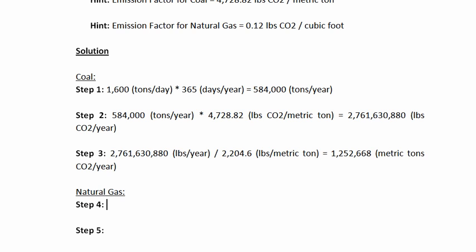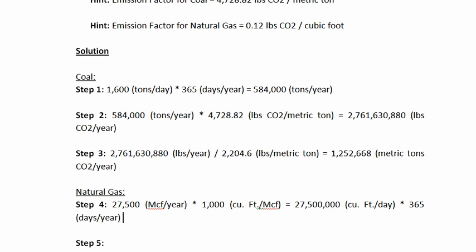And now we're going to do the same thing for natural gas, applying the same steps. We know that this particular power plant combusted 27,500 MCF per day. And remember, MCF stands for 1,000 cubic feet of natural gas. So let's go ahead and multiply that by 1,000, which is the number of cubic feet in an MCF. And that will tell us that really this plant combusted 27,500,000 cubic feet of natural gas per day times 365 days per year equals 10 billion 37 million and 500,000 cubic feet of natural gas per year.